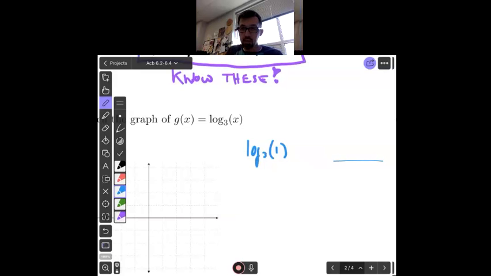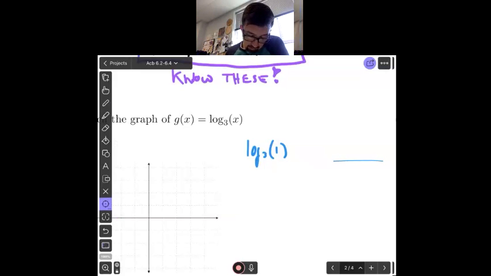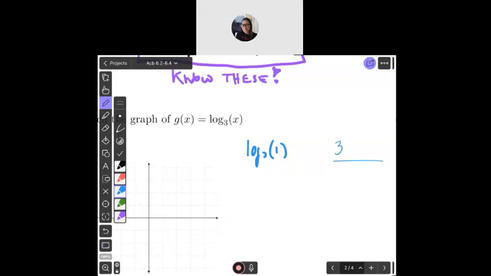Victoria, what does log base 3 of 1 mean? What question is being asked right here? Is it 3 to the what? I didn't hear the last thing you said. I just heard 3 to the what? Yeah, is it 3 to the what power equals 1? And so the answer there is 3 to the 0 power equals 1.